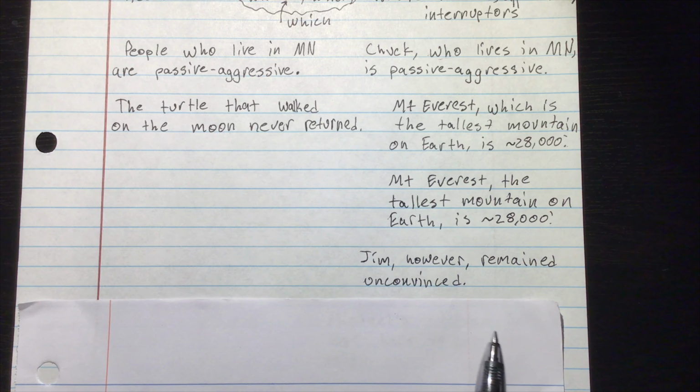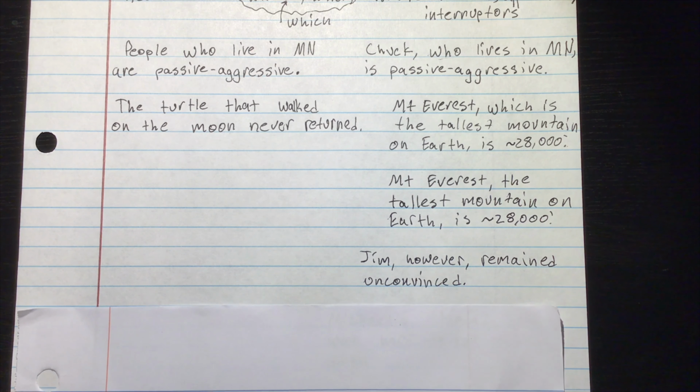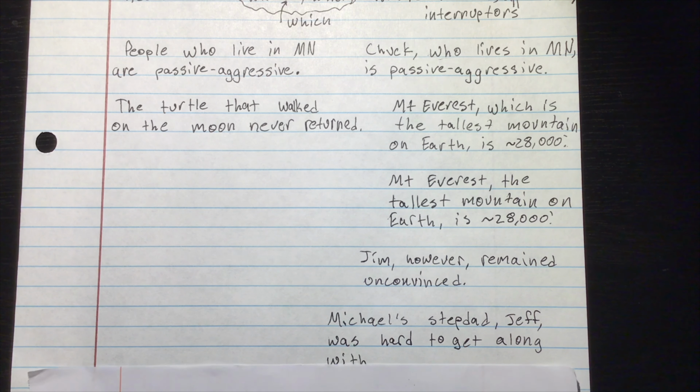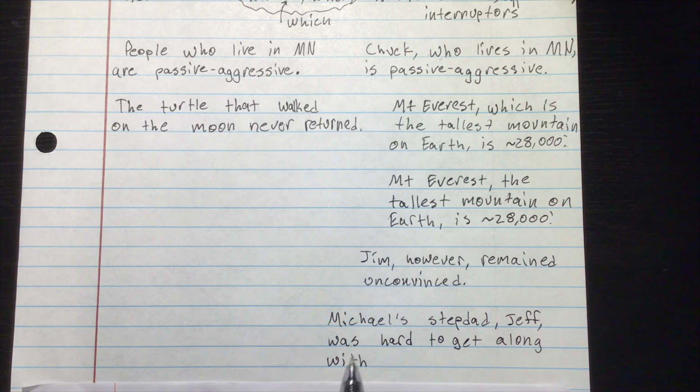So interrupters can actually take a lot of different forms besides just transition words. So in this case, we actually have a name. Sometimes it's the narrator turning to the audience and saying something. That's sometimes sectioned off with commas. But with this one, if you removed Jeff, that would have the same meaning as "Michael's stepdad was hard to get along with."